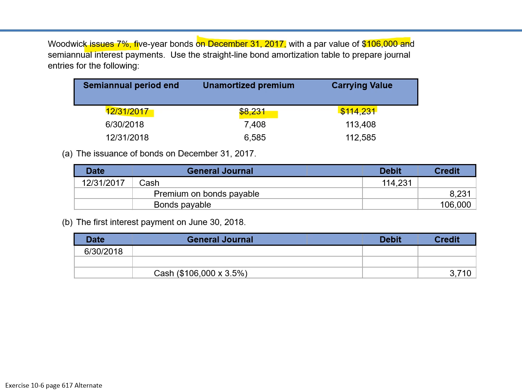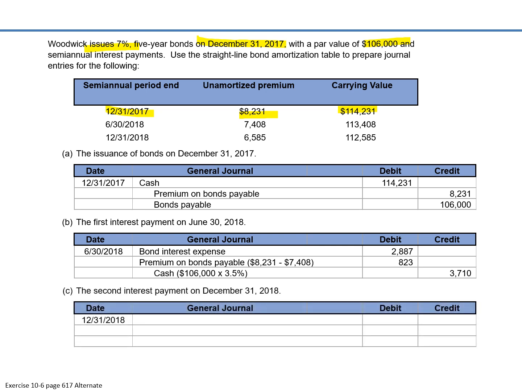And so if we take our 8,231 total premium divided by, they're 5-year bonds, so there's 10 payments, so divided by 10, that means we're going to amortize the $823 each period. So that's a debit to premium on bonds payable. So we have a net interest expense of $2,887. And then our second payment is going to be exactly the same.